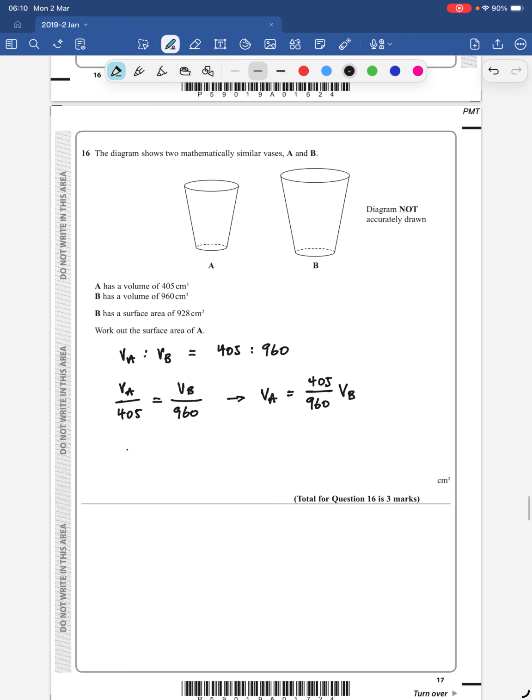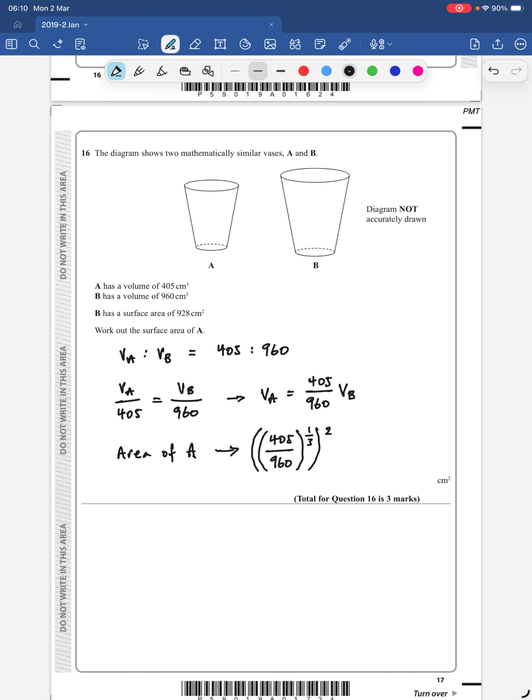We want to say that the area of A is equal to, well, we can take 405 over 960 and take the cube root of it. That gives us the linear scale factor. If we were now to multiply that by VB, we would get the linear scale factor between A and B, but we need the area scale factor. So what we need to do is actually square this.